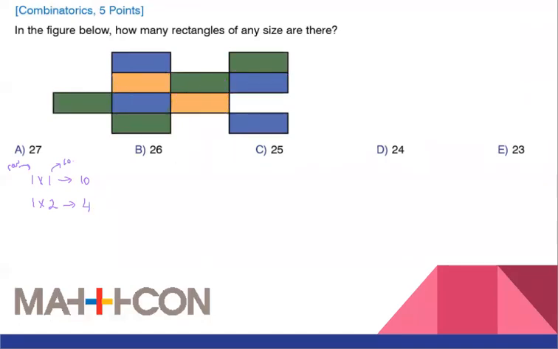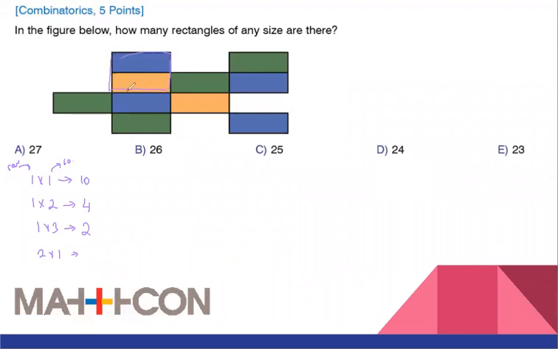Now if I want to count one by three, this is one, and this is another one, which makes only two. I don't have any one by four, so I can stop there. You see, I'm just trying to organize my counting. So two by one gives us two rows by one column.